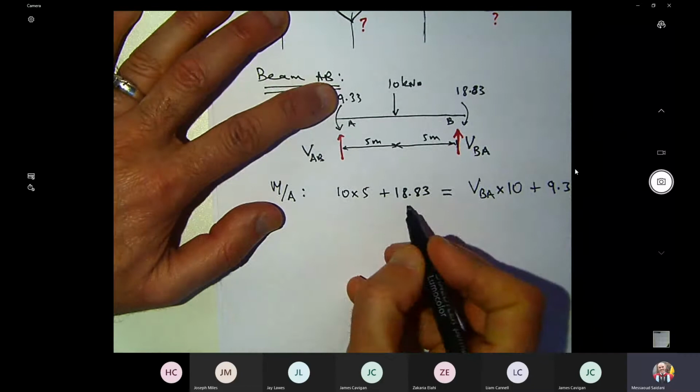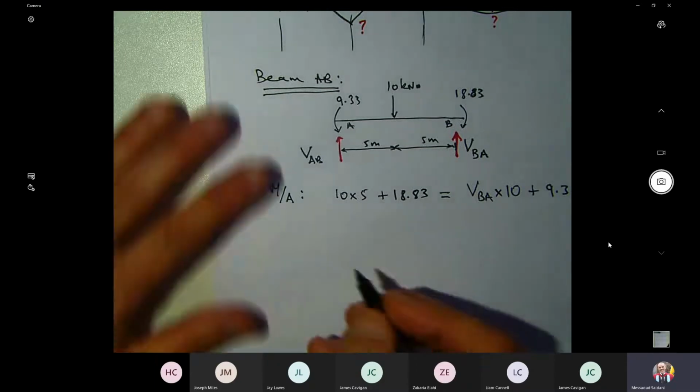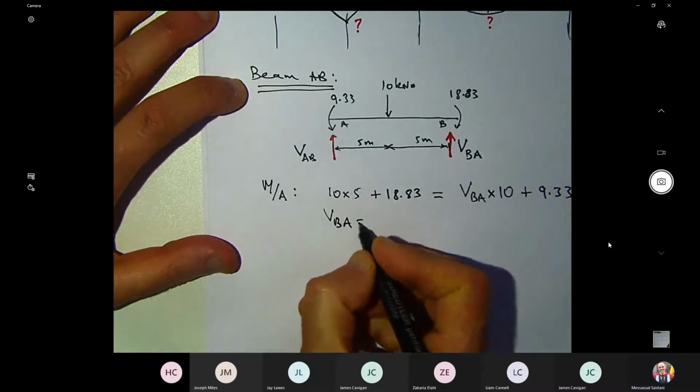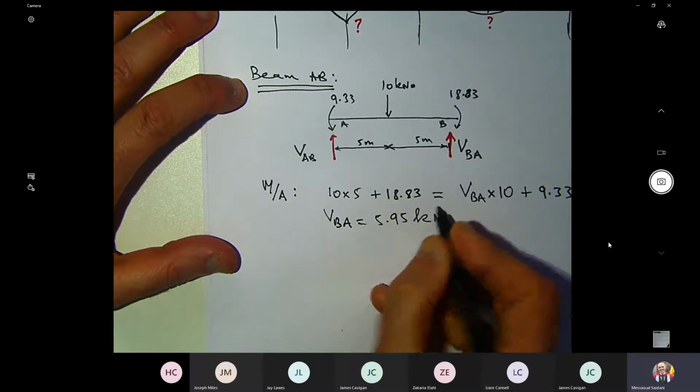So now I can add them up. So I have 50 plus 18. Have you got your calculators with you, please? Yeah. Don't trust me, okay? Determine your reactions. I've lost it here. I don't know where I've got it. I did the calculations earlier, but I don't know where I put them. So what do you get for VBA, please? So VBA, 5.95. Thank you very much. 5.95 kilonewtons.